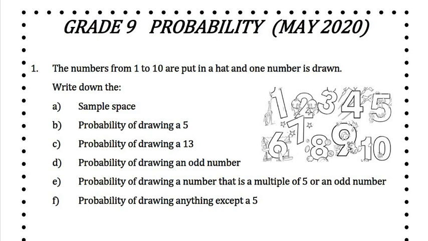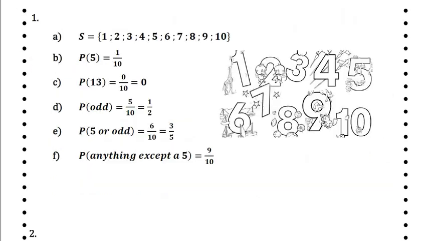Now the probability of drawing a number that is a multiple of 5 or an odd number. Now if a number is a multiple of 5 out of your sample space, we're looking at 5 and 10. And the odd numbers are then 1, 3, 5, 7, and 9. So you'll notice that the probability of drawing a number that's a multiple of 5 or an odd number is in fact 1, 2, 3, 4, 5, 6 numbers. So you have 6 out of 10, which is then 3 out of 5.